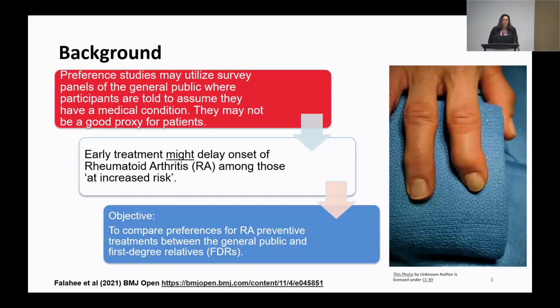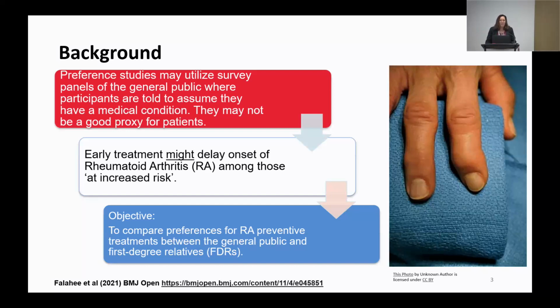I'm going to give you a little bit of background before jumping into the study. This study looked at rheumatoid arthritis, and preference studies themselves often use panel data of the general public. And if we can't find the right sample sometimes, or if we're trying to be efficient, we might pick a general public and say, assume you have this disease and assume that the drugs to treat might have a certain profile. And so preference studies often use panels, but panels might not be a good proxy for patients.